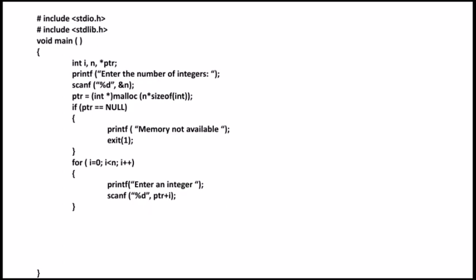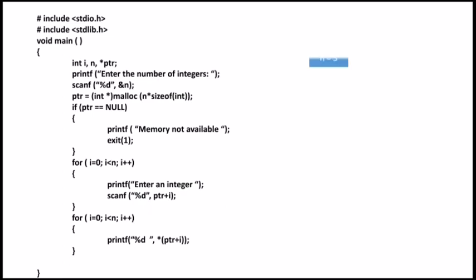Next, this will repeat the loop till the condition is true, and in the next loop we are printing the value which is stored in ptr, that is, by using the address. So star and in brackets ptr plus i, that means we are printing the value which is stored in that address.